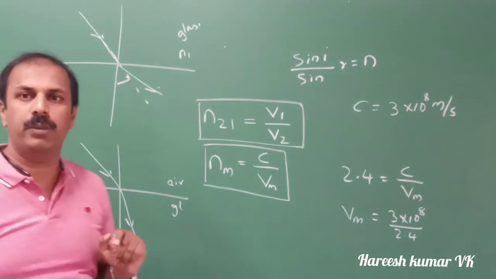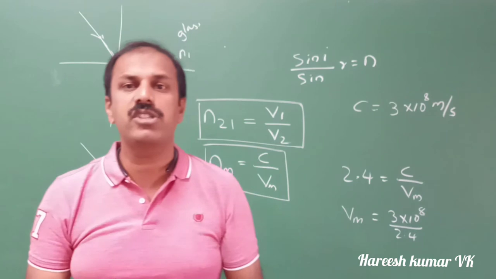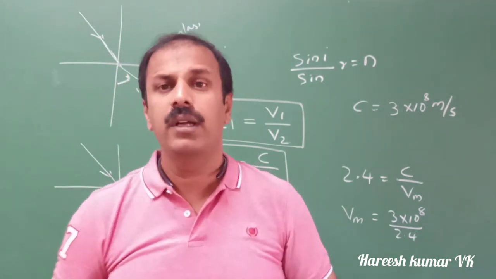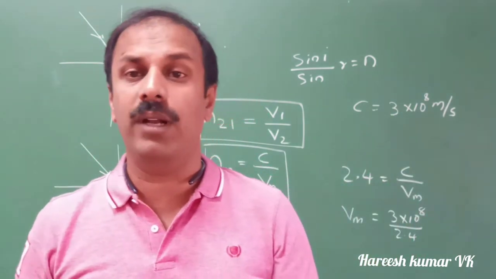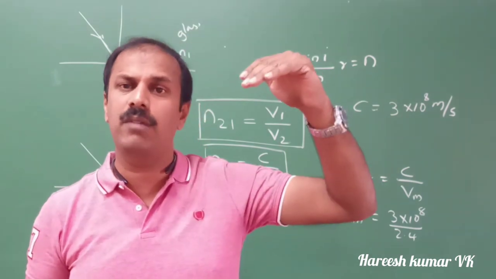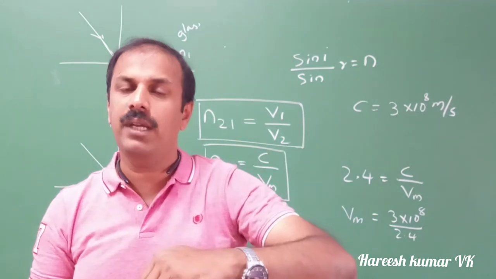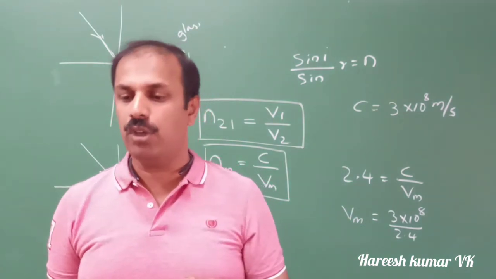That also you have to remember. When the light is coming from a rarer medium to denser medium, it will bend towards the normal. When the light is coming from denser to rarer, it will bend away from the normal. So this one you can check in the previous glass lab experiment also. First, when it came from air to glass, it bent towards the normal, and when it is coming out from the glass to air, it is bending away from the normal.